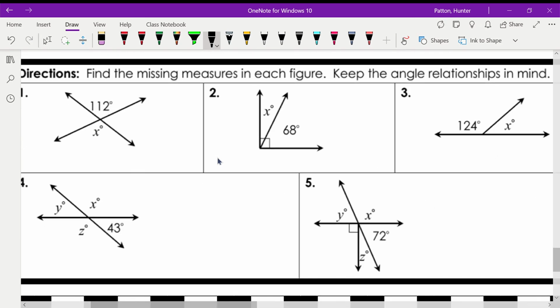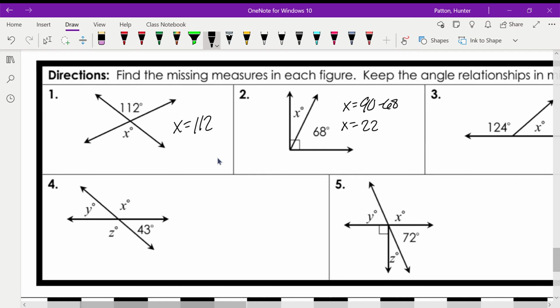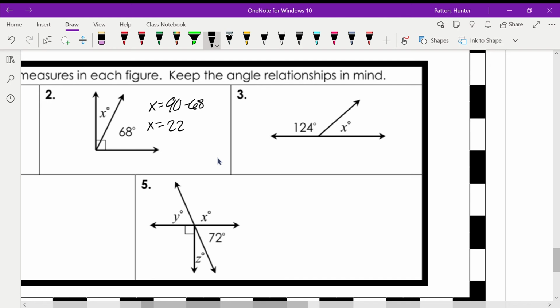Find the missing measures in each figure here. Alright, these are vertical angles, so these two angles are congruent, so x is just 112. Alright, these two angles add up to 90 because of the box right here, so x equals 90 minus 68. So x equals 22. These two are supplementary because they form a linear pair, so x is 180 minus 124. So we've got 56.